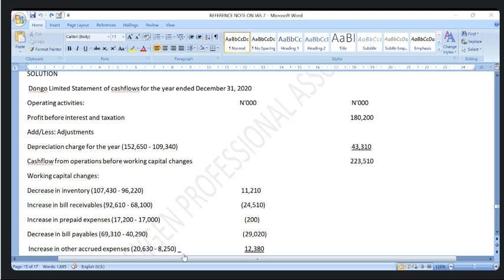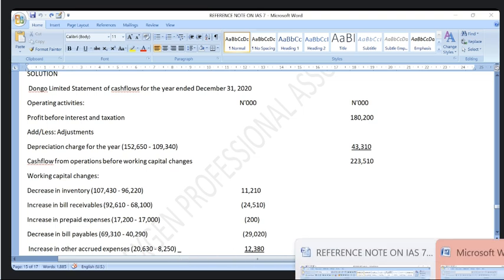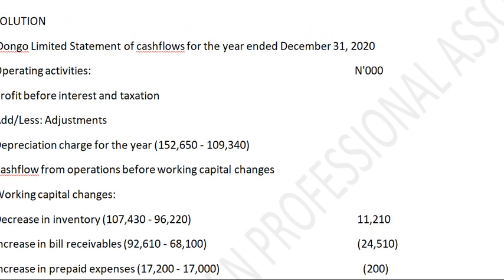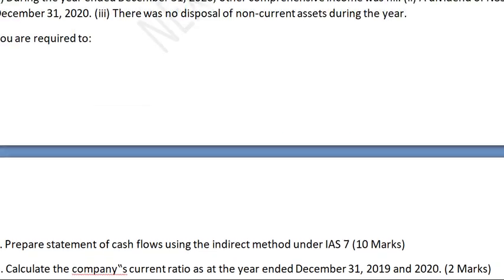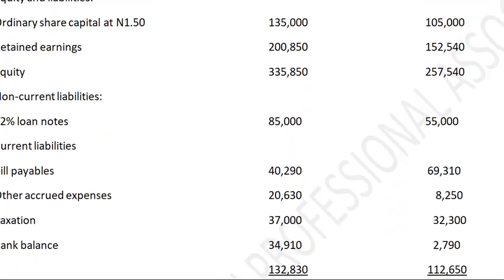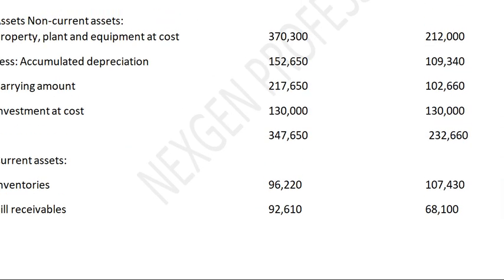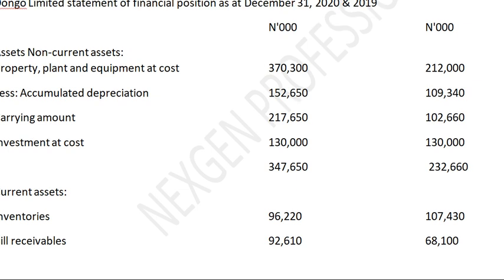Now we go to adding depreciation to this very profit before interest and tax, which is the next thing for us to do. Now, if we go back to this question, it is obvious that we were not given the depreciation for the year. And that is how technical some of these questions will come to be. Now, how do you determine the depreciation for the year since you were not told?